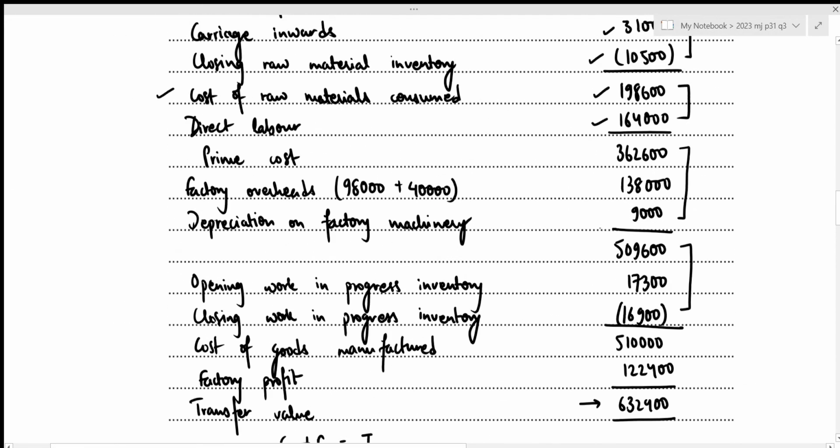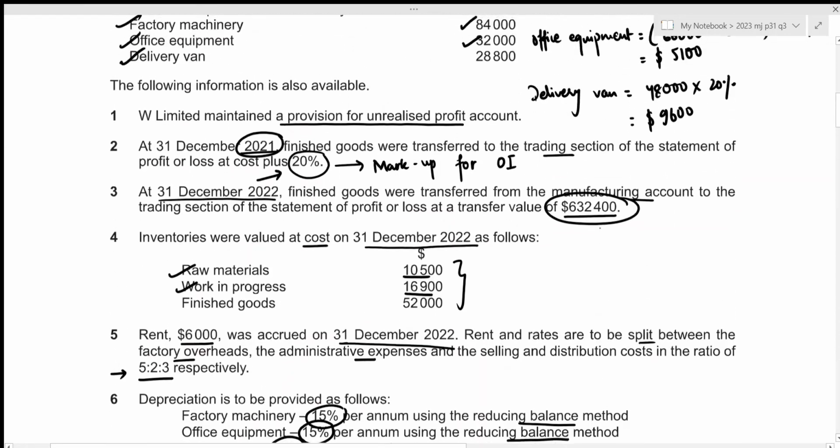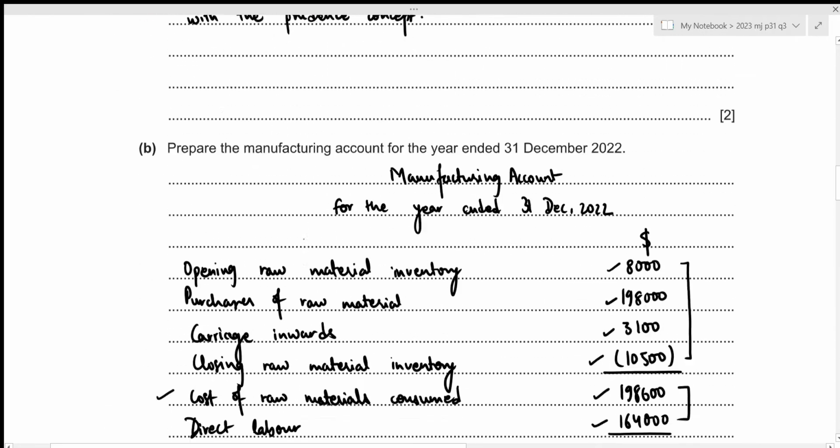Now for closing finished goods inventory, we need to figure it out in a similar manner. So we're given the finished goods to be 52,000, but again remember that this is at cost. And we are not given the rate of markup in this case, which means that we first need to figure out the rate of markup.